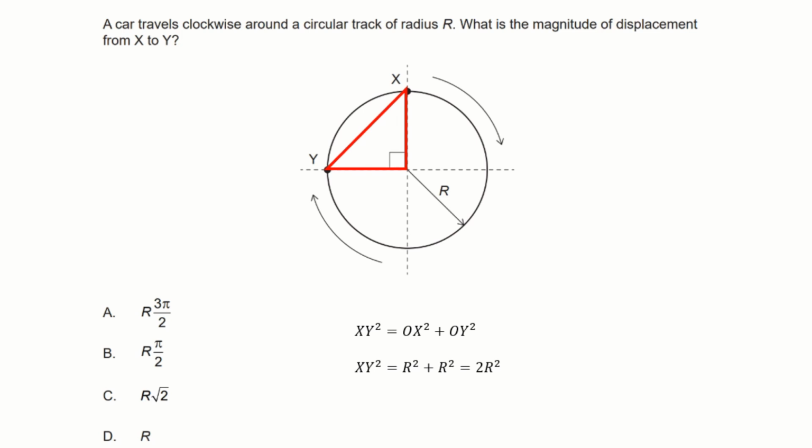Now, if I want to know xy, which is the displacement from x to y, all I have to do is take the square root. And we're noticing there we've got a square root of r squared, gives me r, and a root 2, which gives me root 2 r, or as shown in C, r root 2.